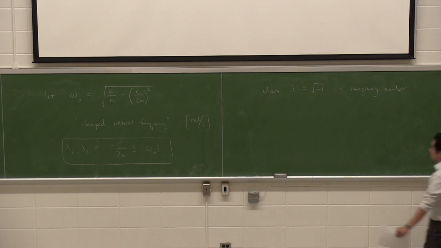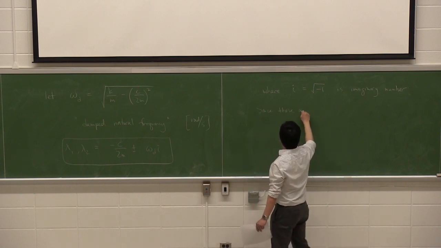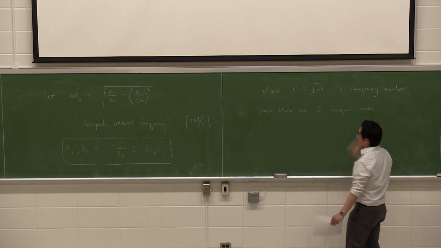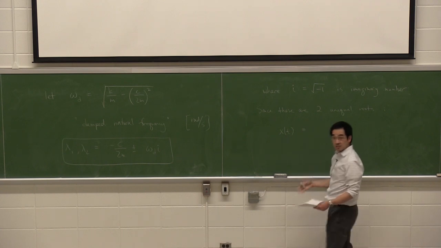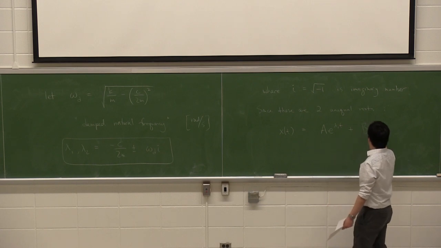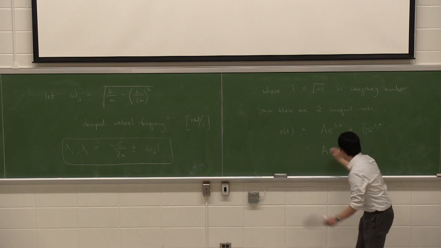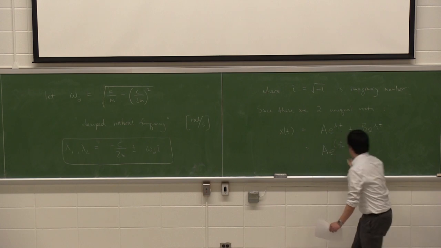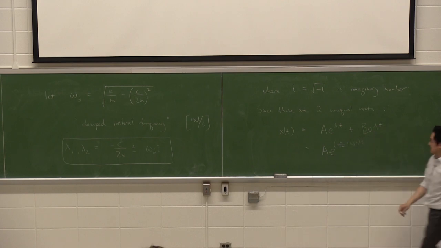OK, so where do we go from here? Since these are two unequal roots, we can clearly write the solution x of t in terms of lambda 1 and lambda 2. We could write it like this, right? Lambda 1, which means it's basically like me taking the whole thing and doing this: negative c over 2m plus omega d i, multiplied by t, like that.